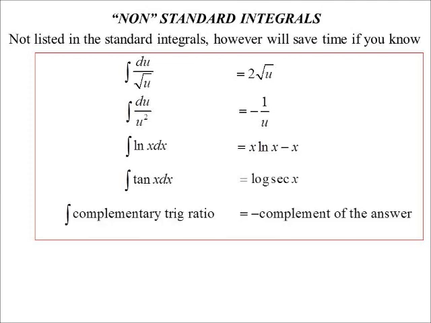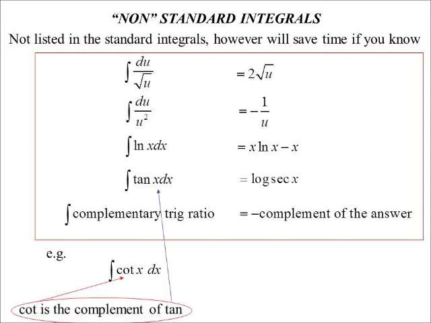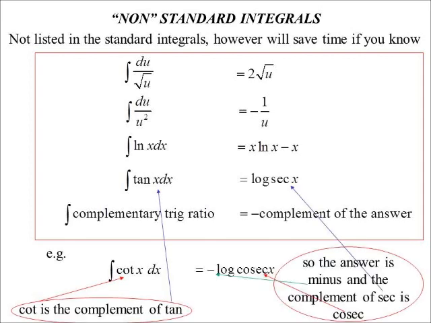But then there's this idea. If you have to integrate a complementary trig ratio, the answer will always be negative the complement of the answer. Well, what do I mean by that? Integral of cot x then. Well, I know the integral of tan is the log of sec. So it's complementary, so the answer should be minus the complement of the answer. So cot is the complement of tan, so the answer is going to be minus, and the complement of sec is cosec, so I get minus the log of the cosec of x.